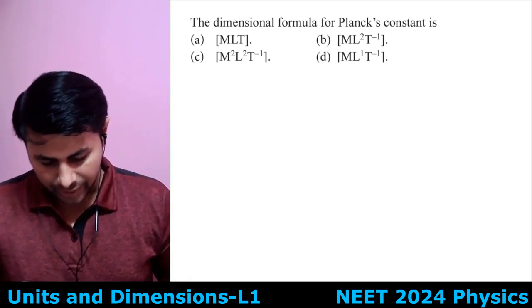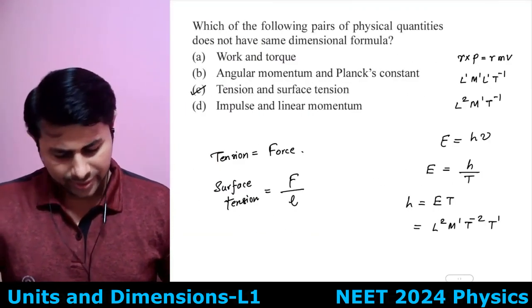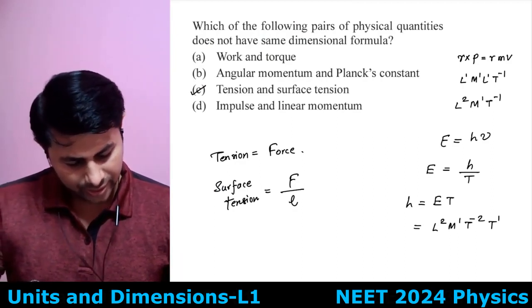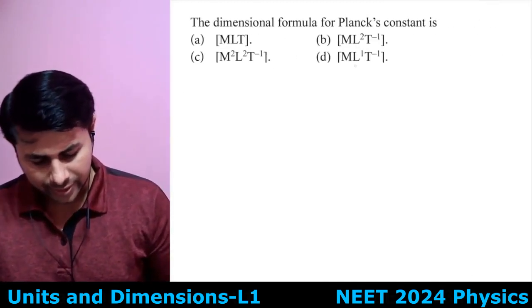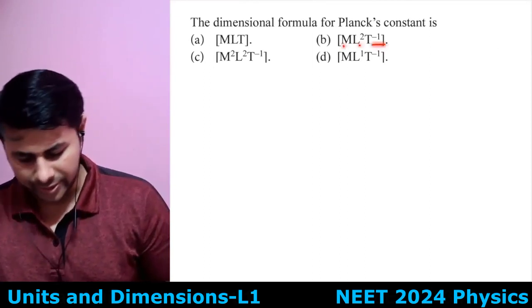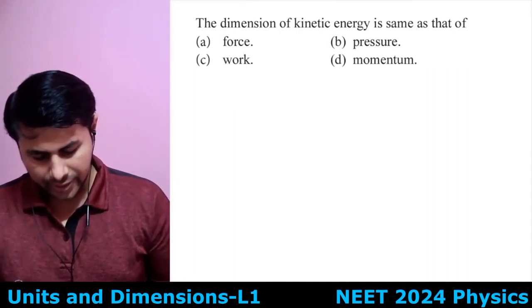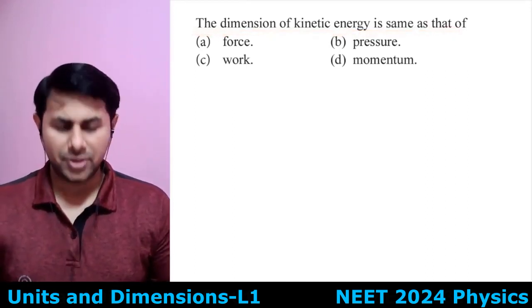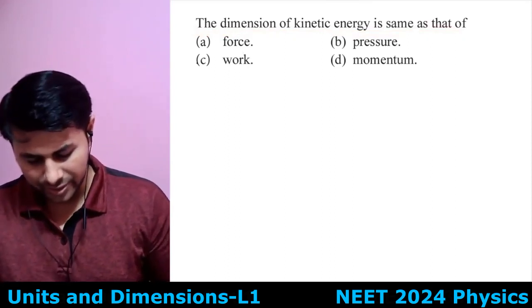So the dimensional formula for Planck's constant we just found out. What is that? L^2 M^1 T^-1. Option B. Next one. Dimensions of kinetic energy is the same as that of which of these? Work. Okay, work. This is a simple one.